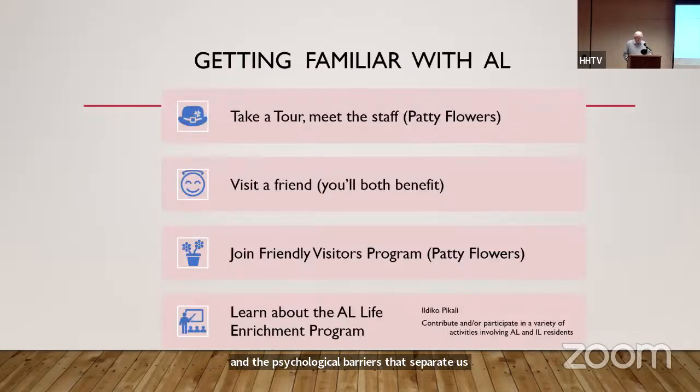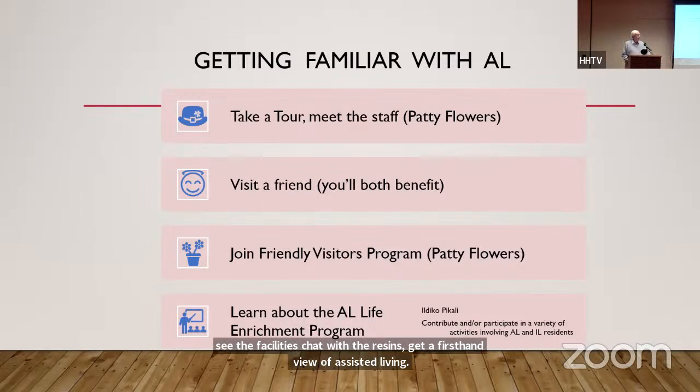Next slide, please. We can help reduce our own discomfort about assisted living by getting more informed. We can call Patty Flowers for a tour, go see the facilities, chat with the residents, get a firsthand view of assisted living and its programs. Visit a friend who lives there, call and make an appointment if you're not sure where they live. And as has already been noted, although currently there is a temporary hold on visits due to a COVID outbreak, that should be lifted relatively soon, and keep trying.